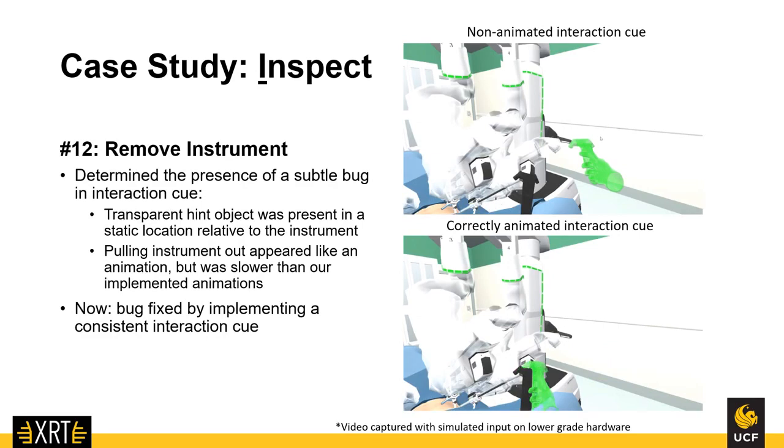For subtask 12, we determined the presence of a subtle bug in the interaction cue. In this interaction cue, there was a transparent hint object that would present itself statically relative to the instrument. Thus, pulling the instrument out would make it move, giving it the appearance of being correctly animated, as you can see in the top video. We fixed this by implementing the correct, consistent interaction cue, as you see in the lower video.